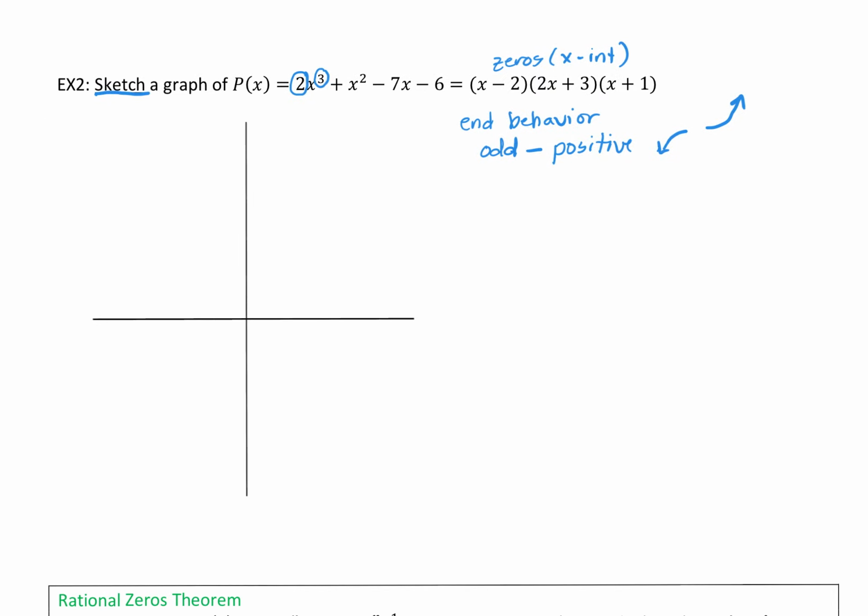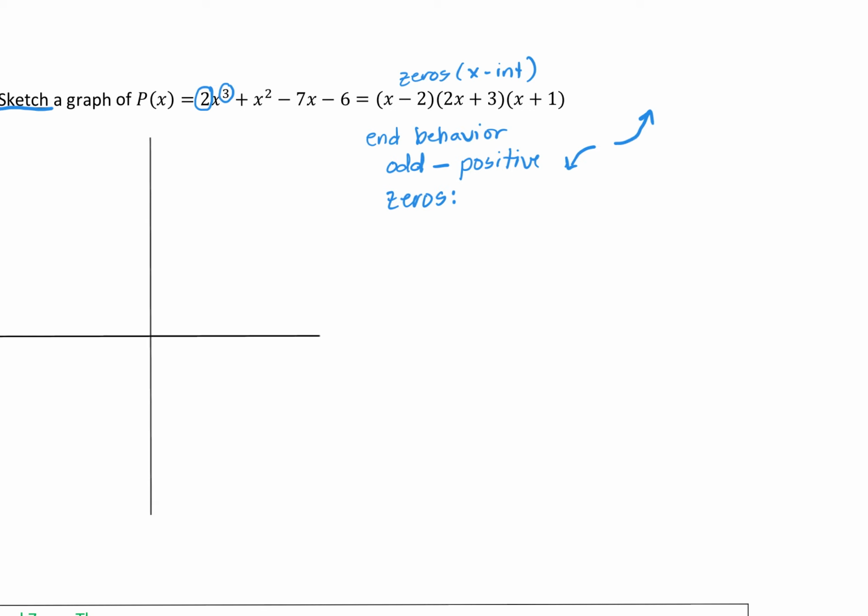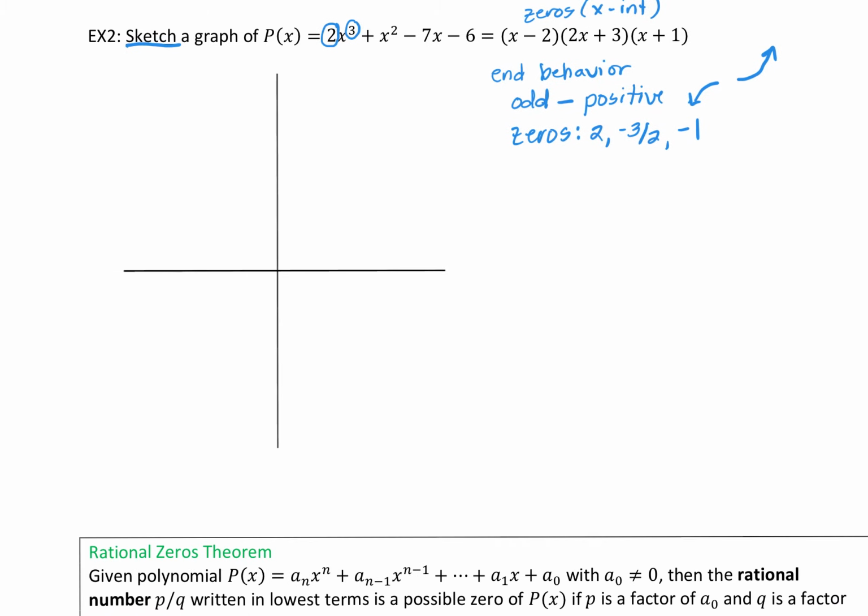So I'm going to put that together with my zeros. This is already factored, so the x minus 2 gives me a zero of 2. 2x plus 3, just set it equal to 0, and you'll get x is equal to negative 3 over 2. x plus 1 gives me a zero of negative 1. I'm going to go ahead and plot those zeros on my graph. We have one at 2 and one at negative 1.